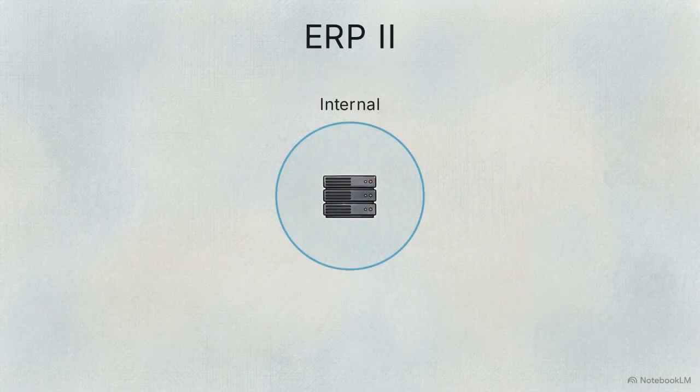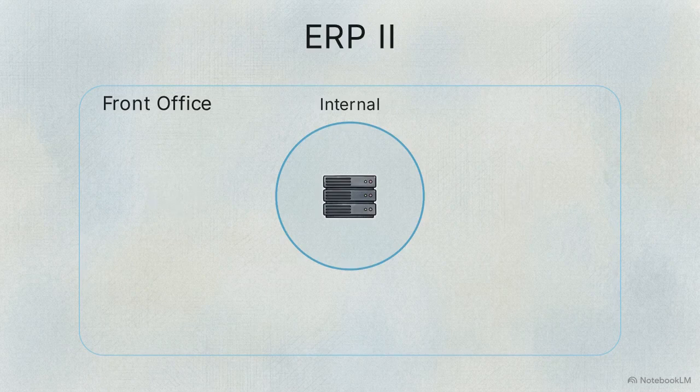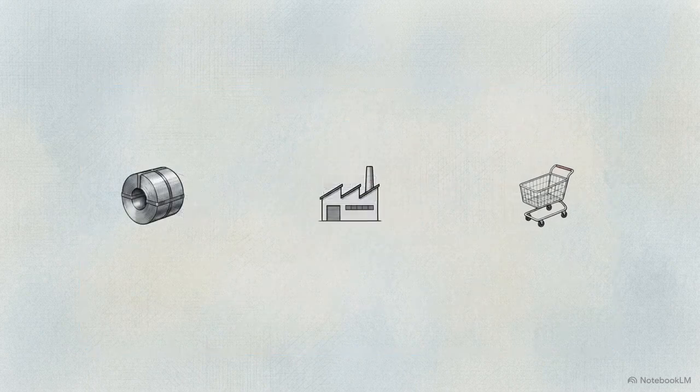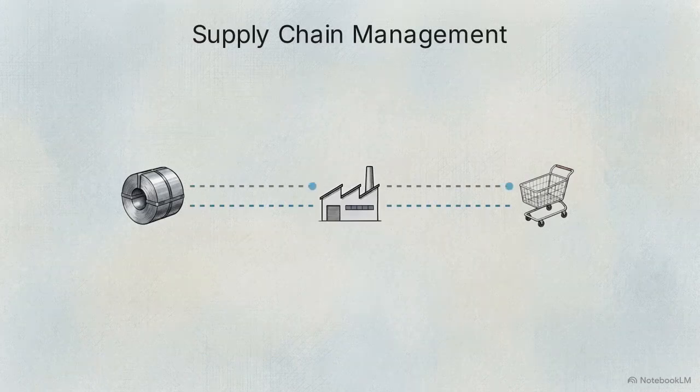The next evolution is ERP2. This generation adds front-office functions, providing the capability for instant interaction with external parties like customers and suppliers. Supply chain management applications facilitate a bidirectional data exchange. Supply chain management focuses on the relationships extending from raw material suppliers through to the final customer, allowing suppliers to monitor customer inventory for real-time replenishment.